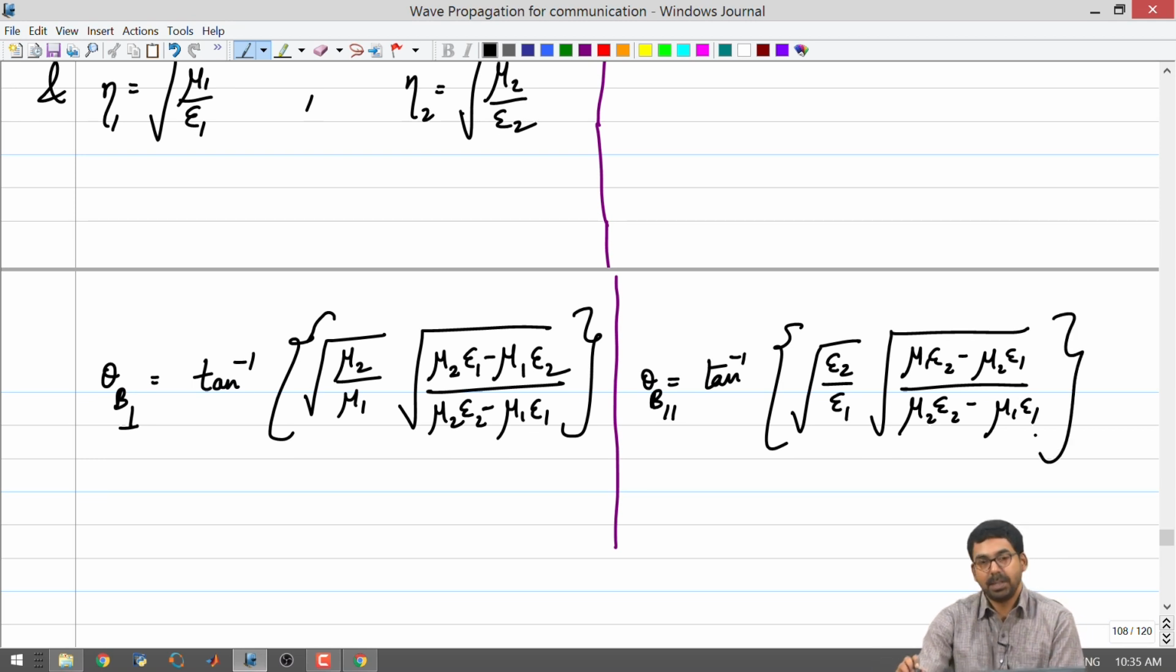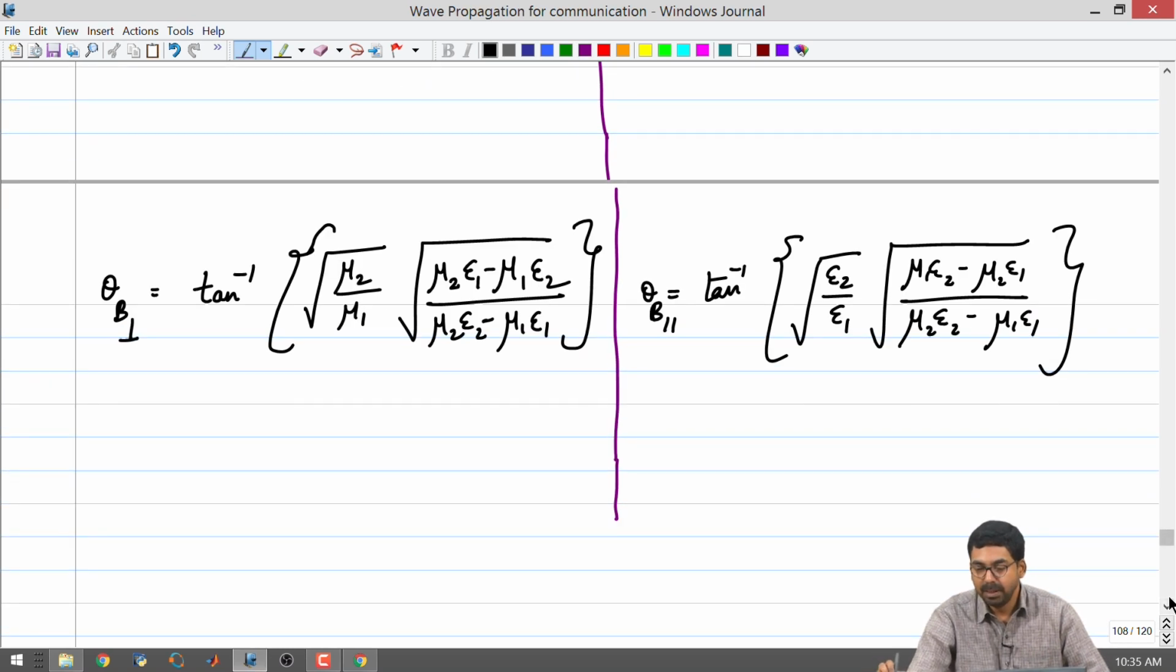It is a very big expression. I do not expect you to remember all this. If you are able to do the first case, which is this cosine inverse of eta 1 by eta 2 cos theta t, etc., it is more than enough. So, there is a slight difference between these two expressions, and one can pay some attention to these slight differences, all right.